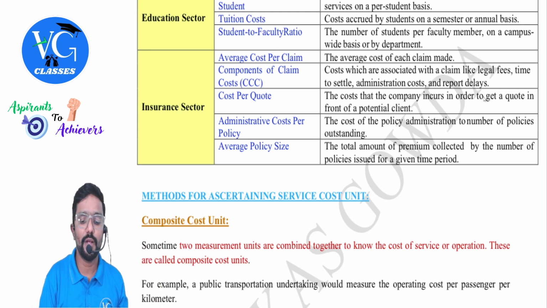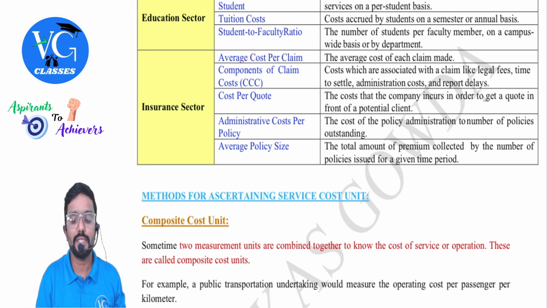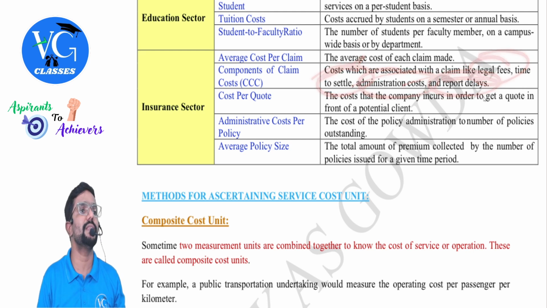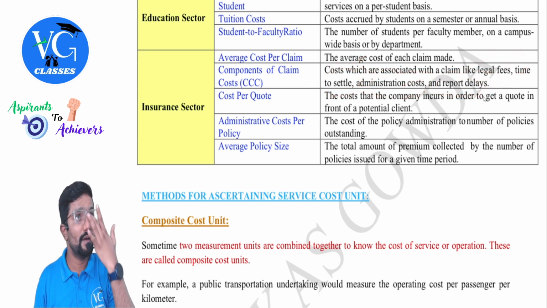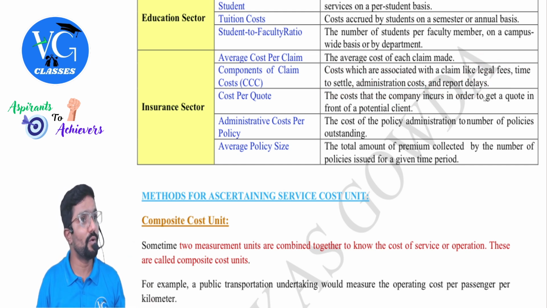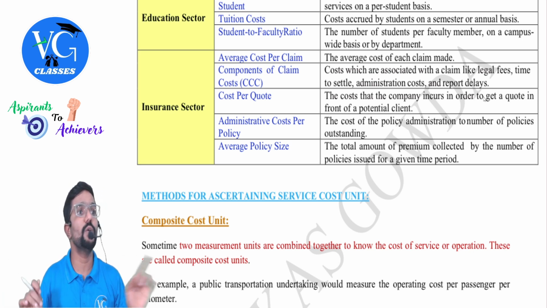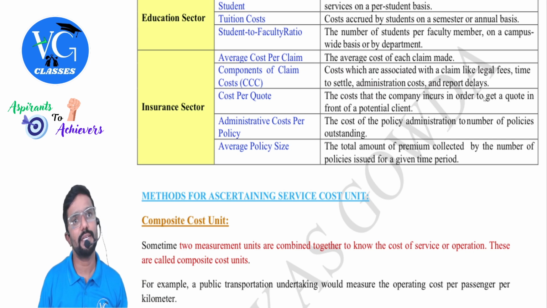Yes. Then components of claim cost. Cost which are associated with like legal fees, time to settle, administration costs, report delays, everything will come. And some of the insurance companies will also take you to the court when you are claiming falsely that, sir, I am supposed to receive so much money. Yeah, but they believe that no, you have manipulated something. In that case, there is a chance that they will also incur the legal cost.